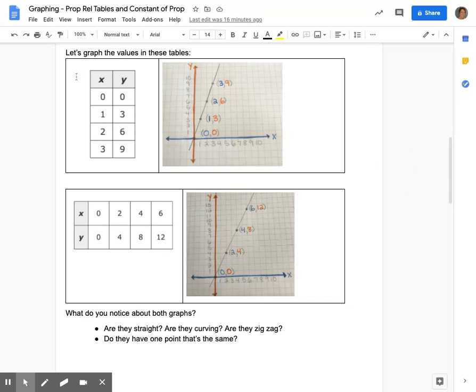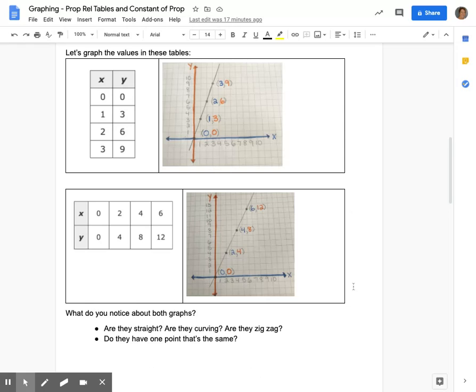So if we take these tables and we plot the points on a coordinate system, we have the point 0, 0, the point 1, 3, 2, 6, and 3, 9. So we plot these 4 points on the coordinate graph, and then we connect them all, and we get this graph for this table. In the second one, we have point 0, 0, 2, 4, 4, 8, 6, 12. We plot them, we connect them, and this is the graph for this table.